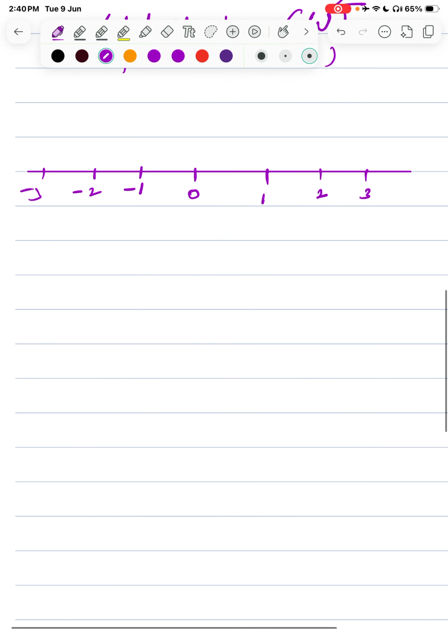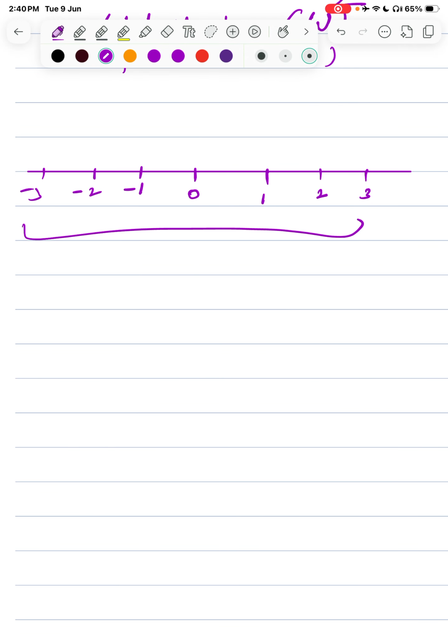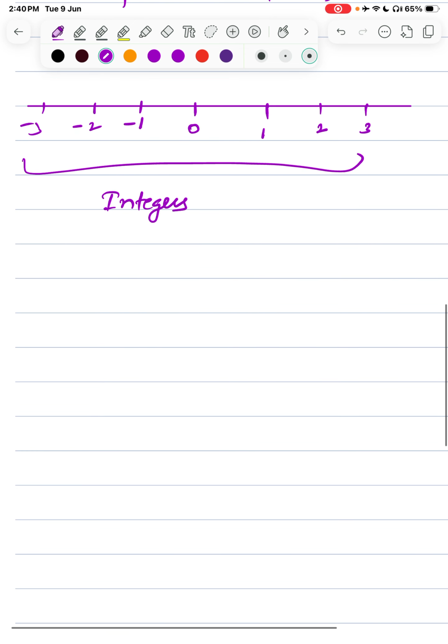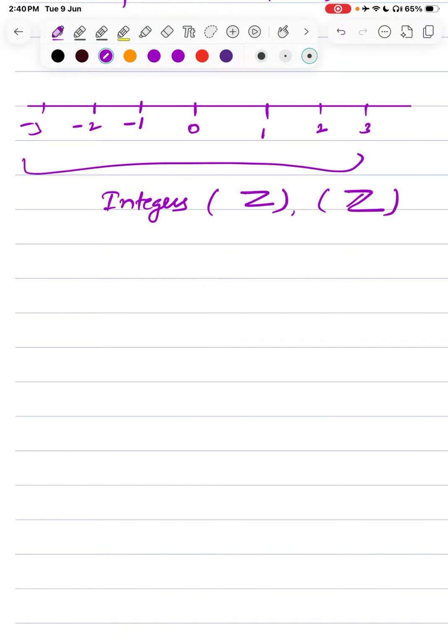Now if a system includes all these numbers, from -infinity to +infinity, then you call these numbers integers. The notation used is Z. Sometimes it is written like this. In some books you will see it like this, to distinguish the number set from the letter or alphabet Z.